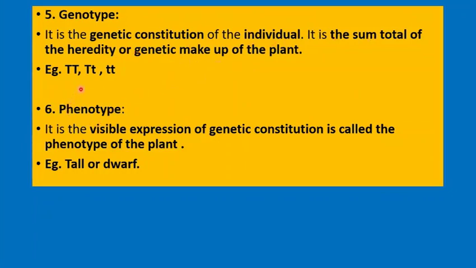Genotype, that is TT or capital T and small t or small t and small t. But phenotype is the outer, visible expression of genetic constitution, and it is called the phenotype of the plant. Like tall, dwarf, round, yellow, green, all those are phenotypes. But what is the gene present in it is known as the genotype. These are the phenotype, that is the external features.